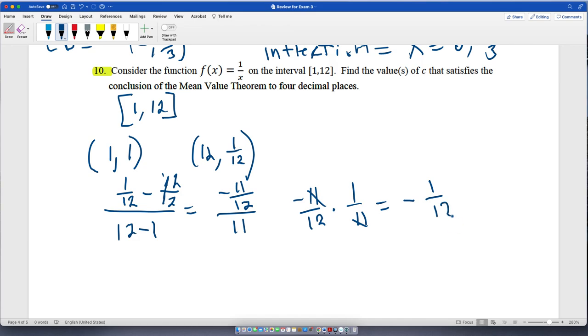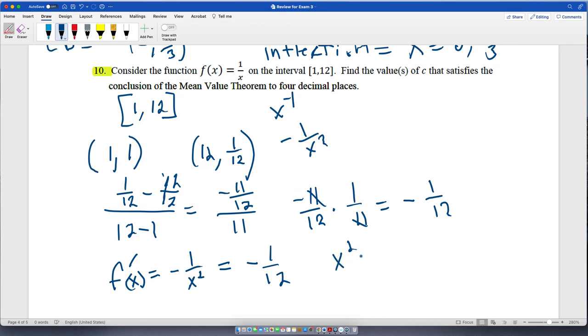Okay. Good. Now, what does the mean value theorem say? It says if we take the derivative, there is a point where that derivative will be equal to negative 1/12. So what's the derivative of 1 over x? Remember that's x to the minus 1, so the derivative is negative 1 over x squared, because you subtract 1. So negative 1 over x squared has to be equal to negative 1 over 12 somewhere. Multiply both sides by negative 1 to get rid of the negative, invert both sides, and you get that x squared equals 12.